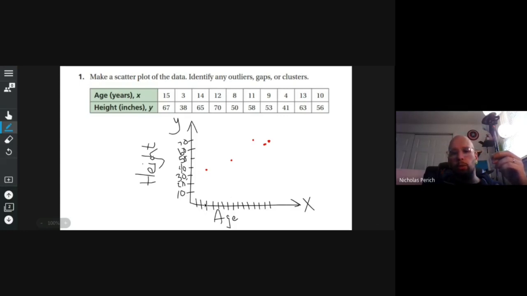11. 1, 2, 3, 4, 5, 6, 7, 8, 9, 10, 11. 11 is going to be 58. So let's do that there. 9 is going to be 53. So let's put that right around there. 4 is 41. Let's put that right around there. 13 is here, and that's 56. So let's put that right around there. And then 10 is going to be 56.